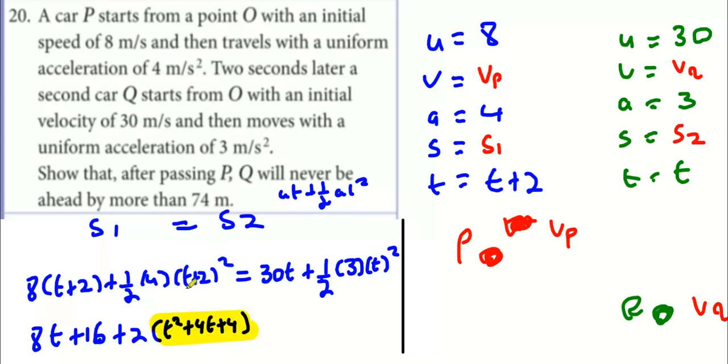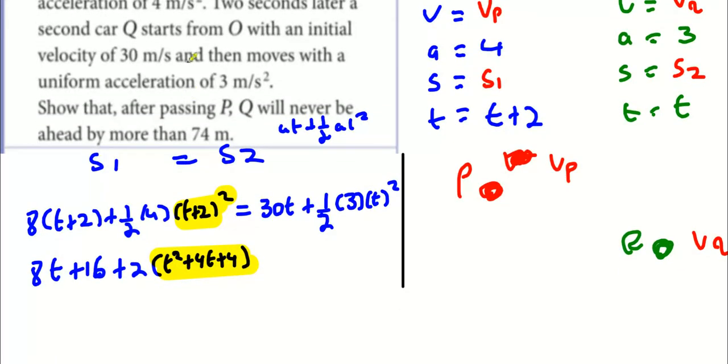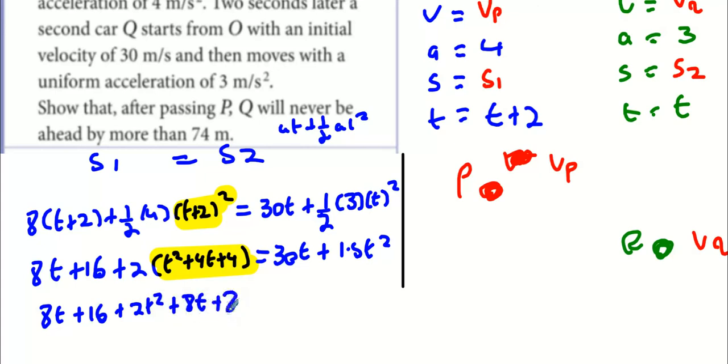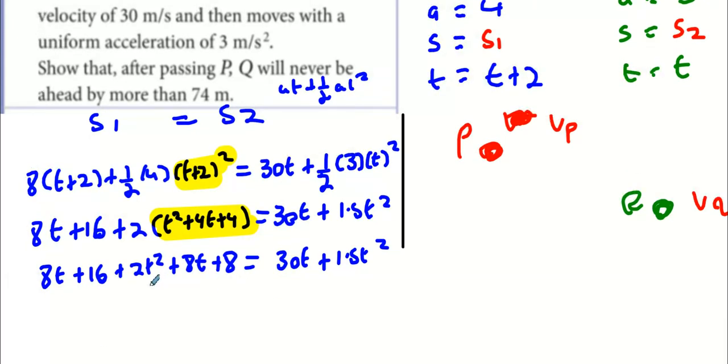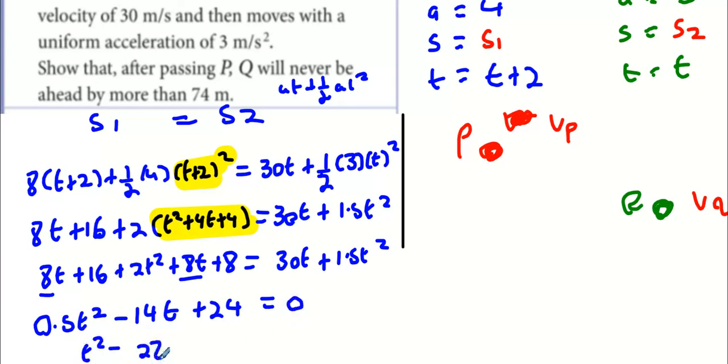This section here, the same as that part there. Okay. Equals 30t plus 1.5t squared. 8t plus 16 plus 2t squared plus 8t plus 8 is 30t plus 1.5t squared. Okay, 2t squared take away 1.5t squared is 0.5t squared. 8t plus 8t is 16t. 16t take away the 30t is minus 14t. 16 plus 8 is 24. I'm going to double it to get t squared minus 28t plus 48.